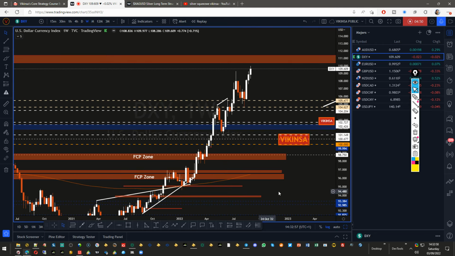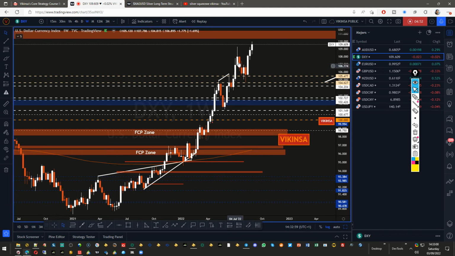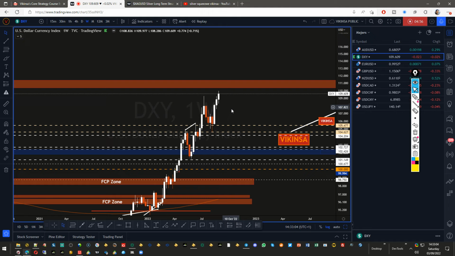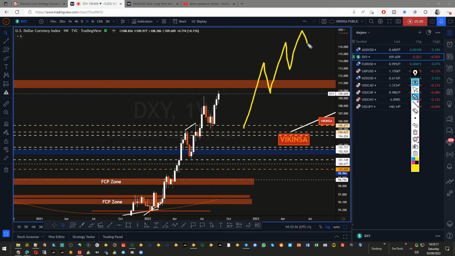Remember, the dollar has been bullish for a long time now. Which means that whatever correction will come, do not think that the dollar has reversed, because the market moves in this structure. It goes up, falls down a little bit, goes up, falls down a little bit, and goes up, falls down a little bit. So this is what it has been doing: going up, down, going up, down, goes up, and probably it will come down for a minor correction.